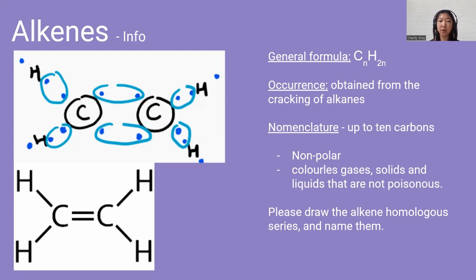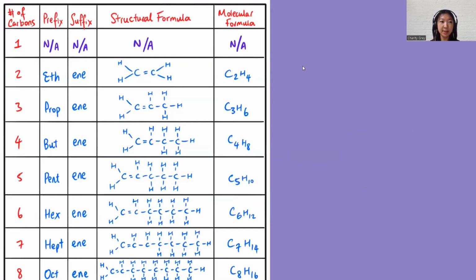Unpausing the video now, we will see that this is our 8th homologous series. We have ethene, propene, butene, pentene, hexene, heptene, and octene. So for those of you who have done alkanes, you will see very quickly that all these prefixes are the exact same as the alkanes, and then the suffixes are unique to alkenes because they have the ene ending. And you can see that in the structural formula, there's a double bond.